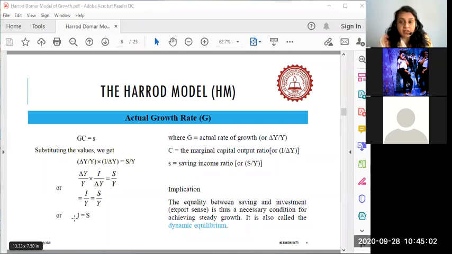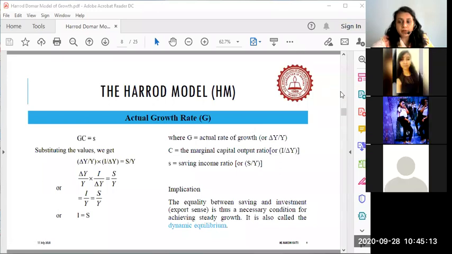Clear, class? Give me a quick yes, or you want me to repeat again? Also tell me, please repeat. I will do it for you. Yes, ma'am. Shruti is saying okay. You all seem to have understood. What are your messages here? Yes, okay, you are understanding.